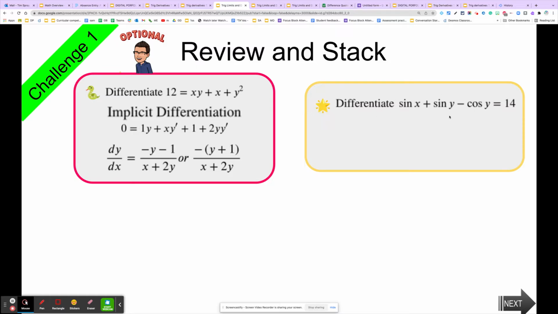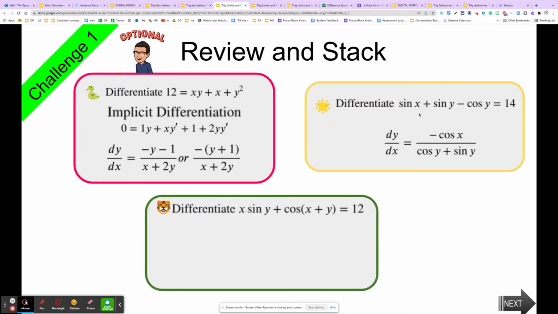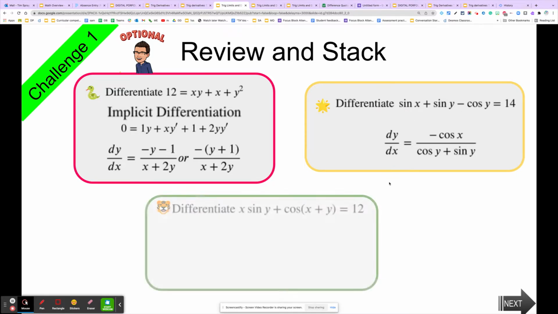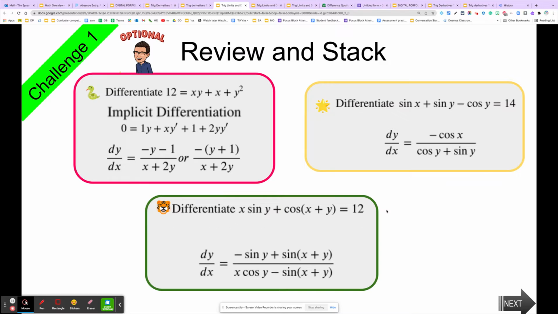Now let's look at it as it applies in this section here. The derivative of sine x would be cos x. The derivative of sine y would be cos y times y prime. Subtract the derivative of cos y, which is negative sine y times the derivative of y, which is y prime, equals 14. Once you have it in that form, take all the y primes to the other side and then divide by what's left over. Not to worry, we're going to look at this in detail.